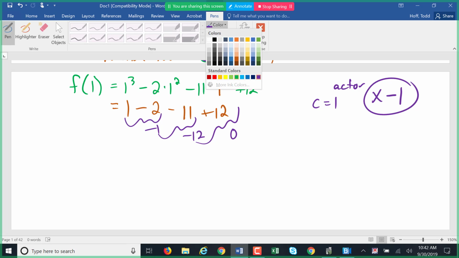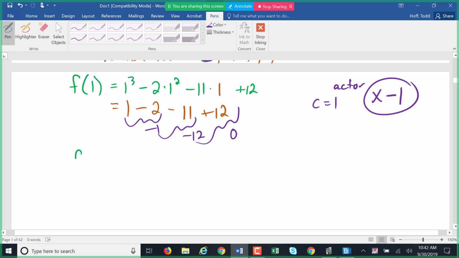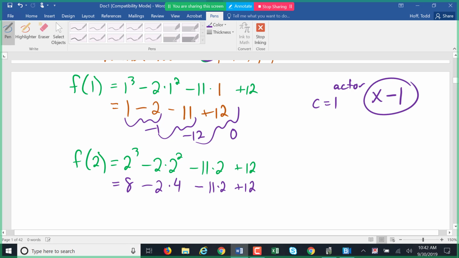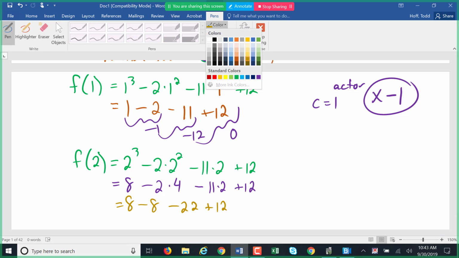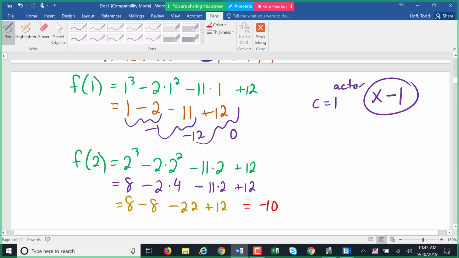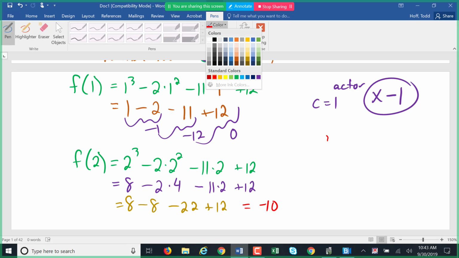We could try some of the others. Let's try f of 2. That'd be 2 to the power of 3 minus 2 times 2 squared minus 11 times 2 plus 12. 2 to the third is 8. 2 squared is 4. We multiply out here. 8 minus 22 plus 12. If we add that up, we get negative 10. 2 is not a root, so therefore x minus 2 is not a factor.